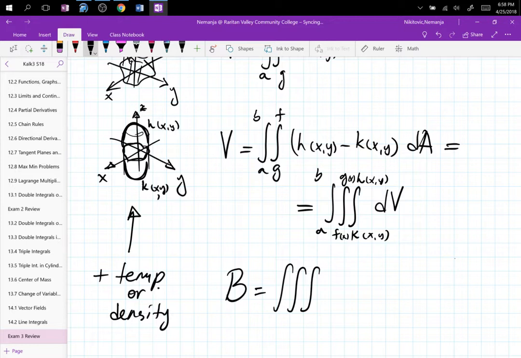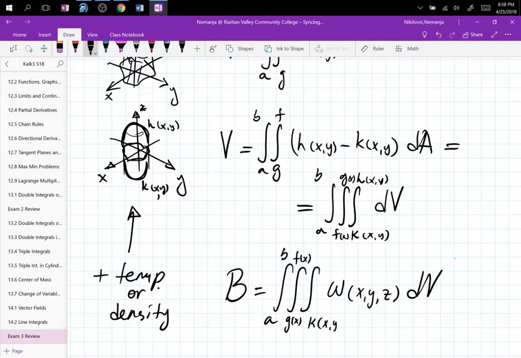I don't even know what to put now, which letter I haven't used. How about for a function, what would be good? W of x, y, and z dV, your a and b, your g of x and f of x, much better. And then your, what did I use? k of x, y and h of x, y. And that's 4D, bulk.